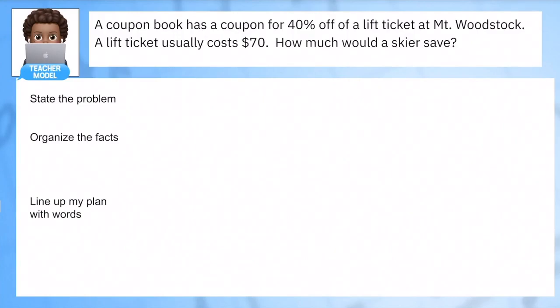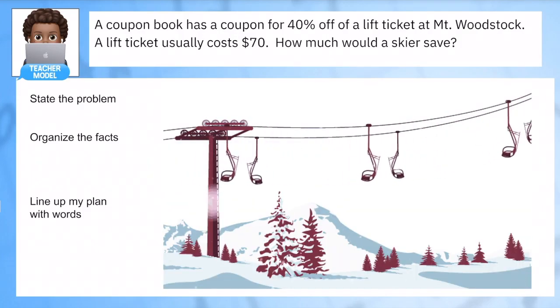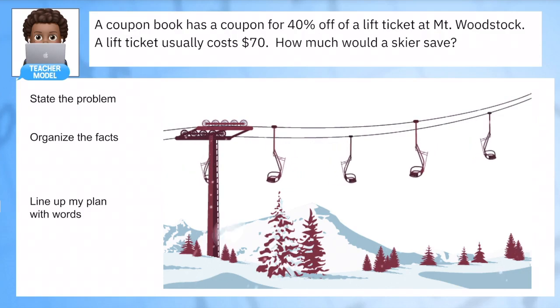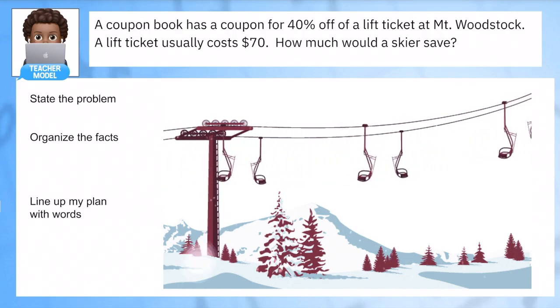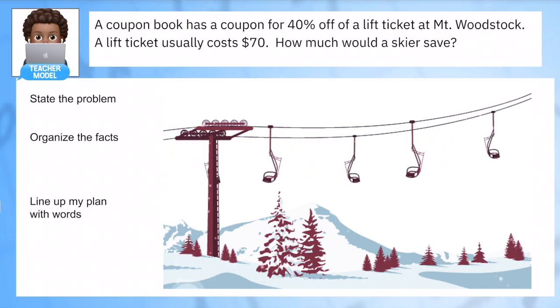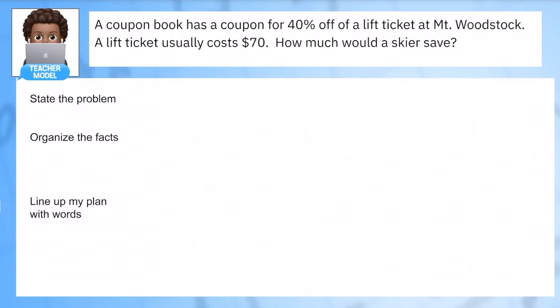Here's our second problem. A coupon book has a coupon for 40% off a lift ticket at Mount Woodstock. A lift ticket usually costs $70. Now, for those of us who don't ski, the lift is kind of like this chair that lifts you. It takes you up to the top of a mountain if you're skiing. So that's what a lift ticket would be. You need a ticket for that ride. So anyway, the lift ticket usually costs $70. How much would the skier save?